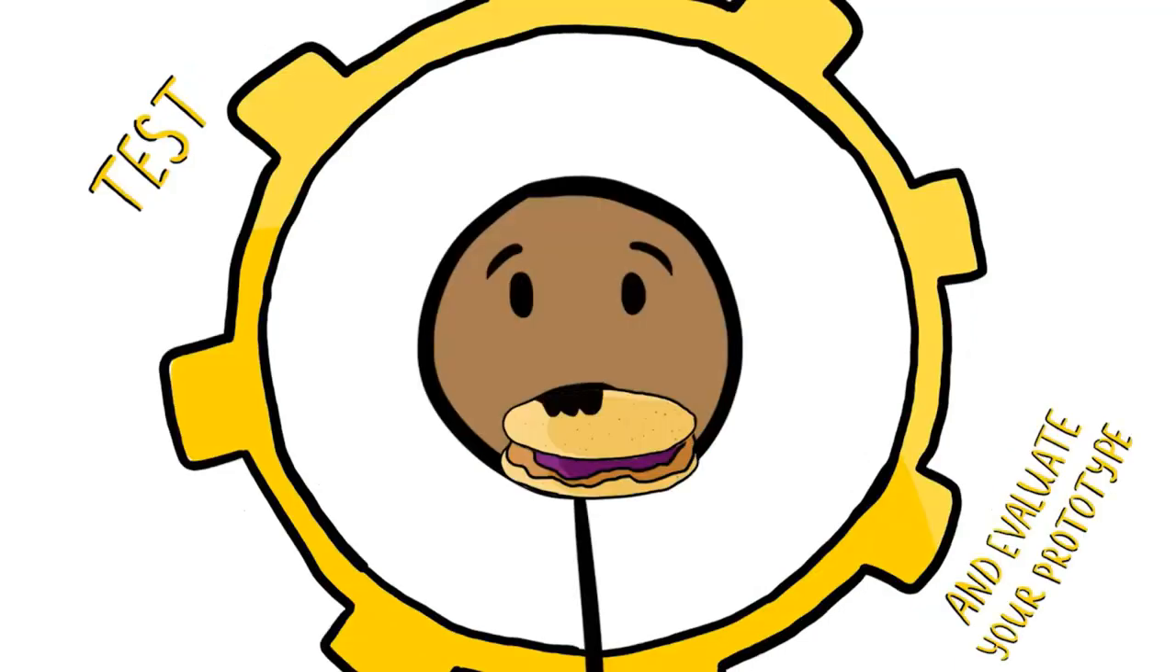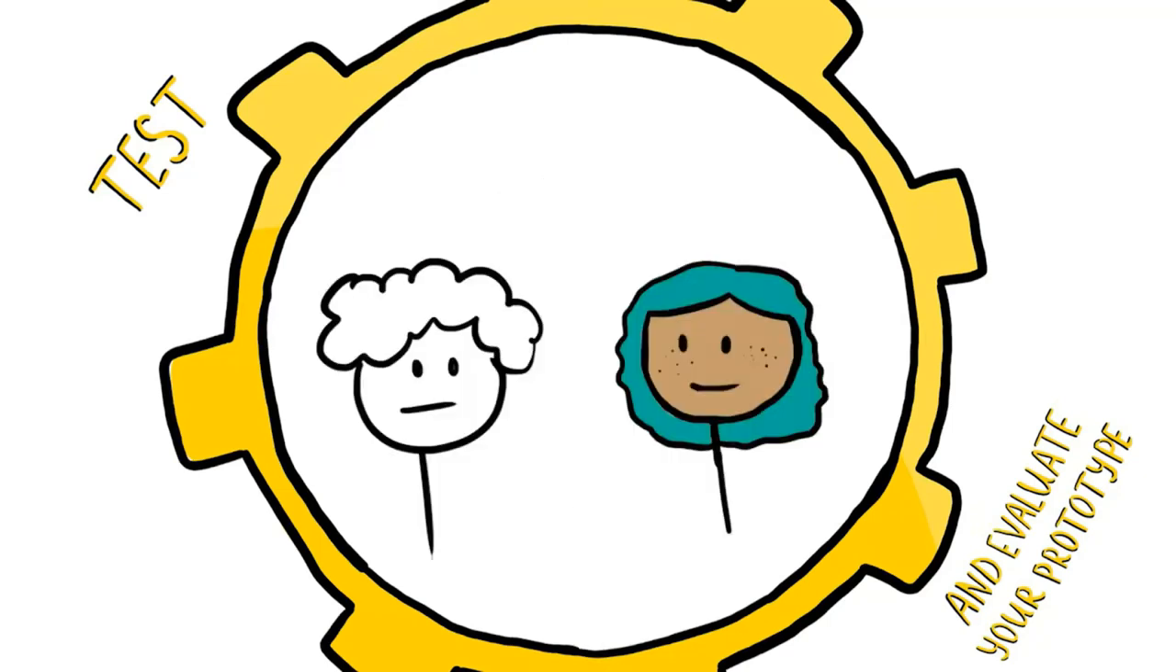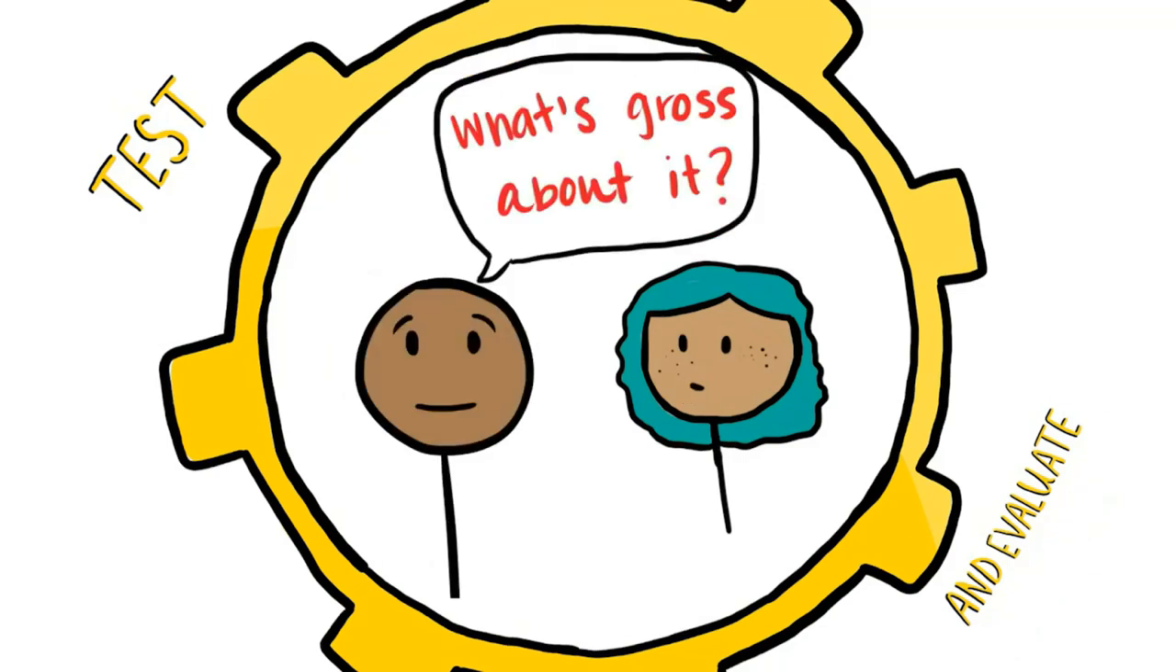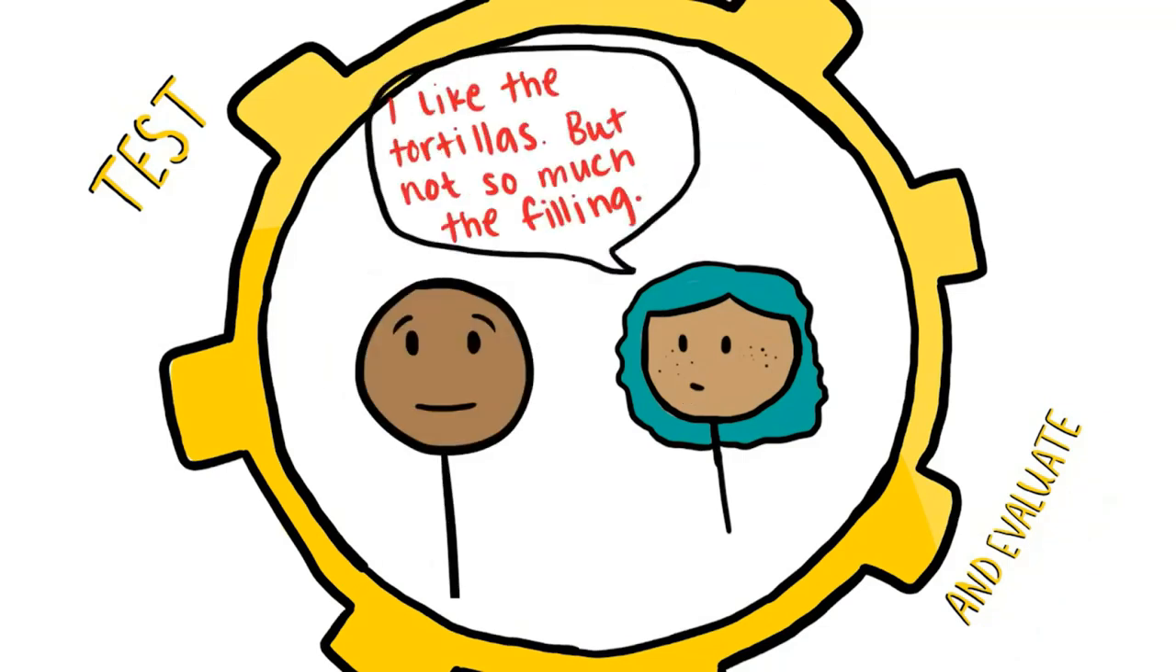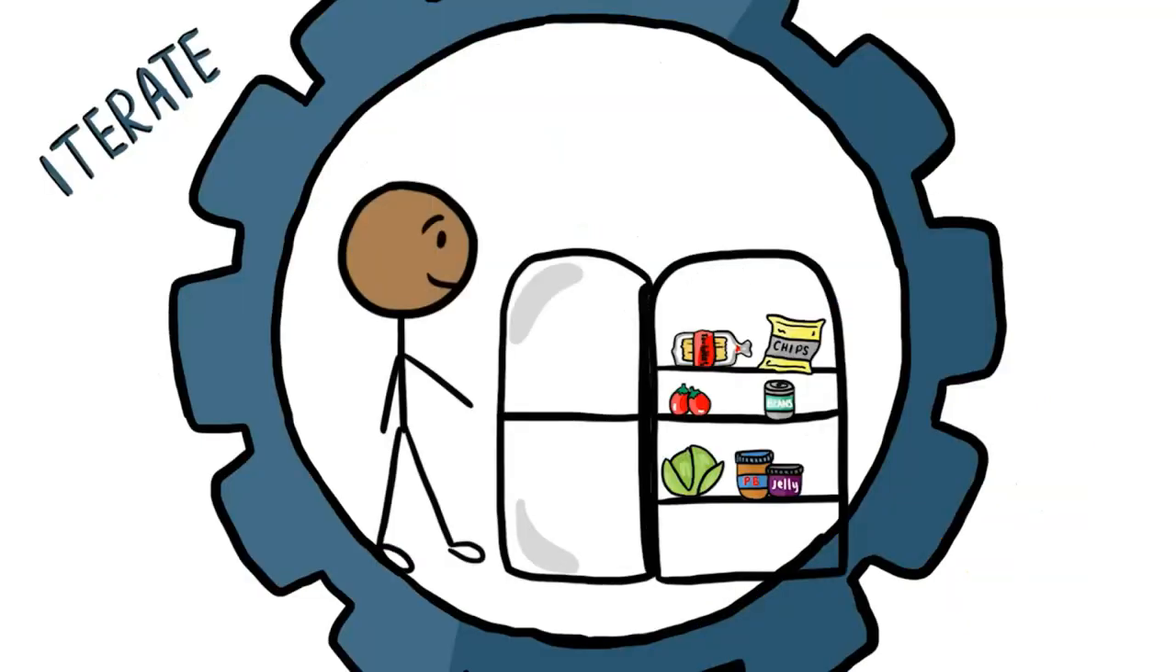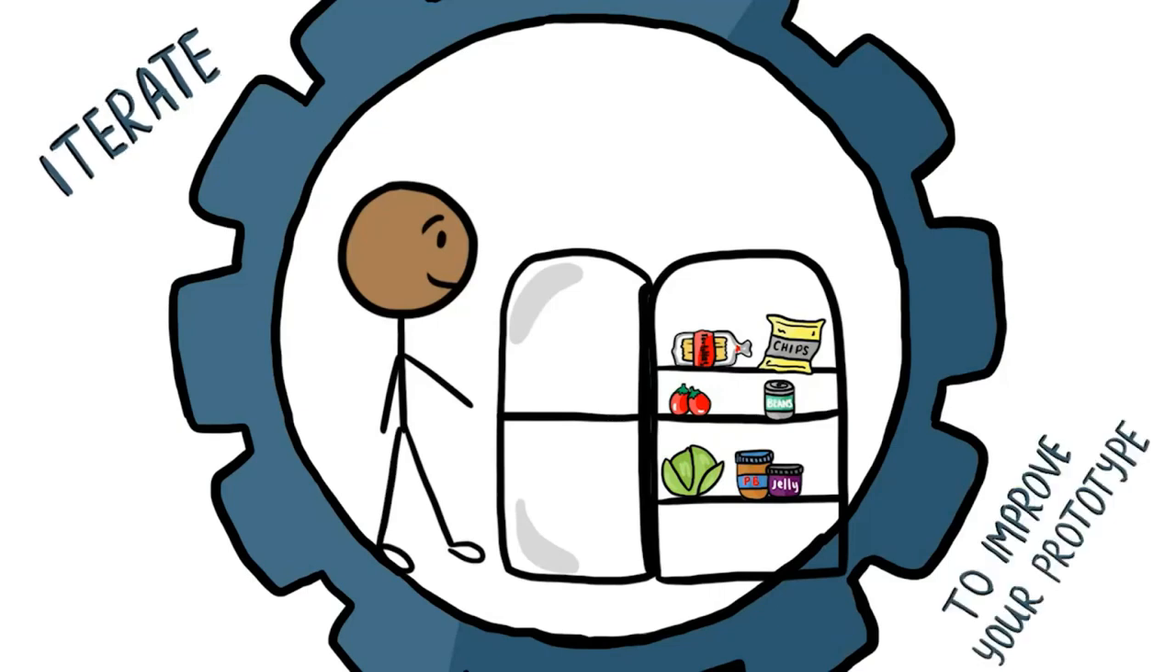You test it out and take a bite. It's gross. But you want to make sure it's not just you, so you get others to test it out, like your roommates or family. Everyone agrees. It's gross. You ask questions and determine what's gross about it. In this case, your testers like the tortillas, but not so much the PB&J. So you go back to the kitchen and reassess. This is what engineers call iterating, making changes based on test and user feedback.